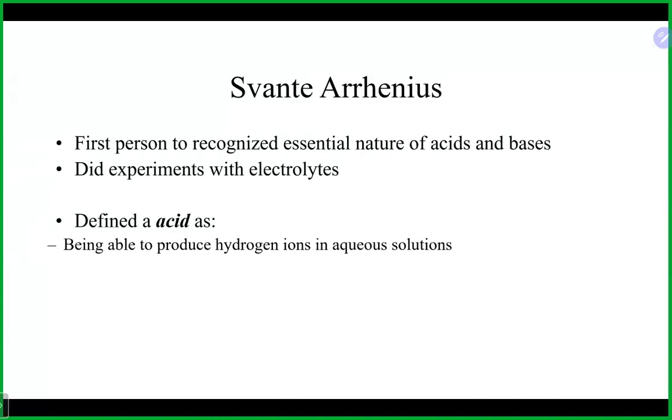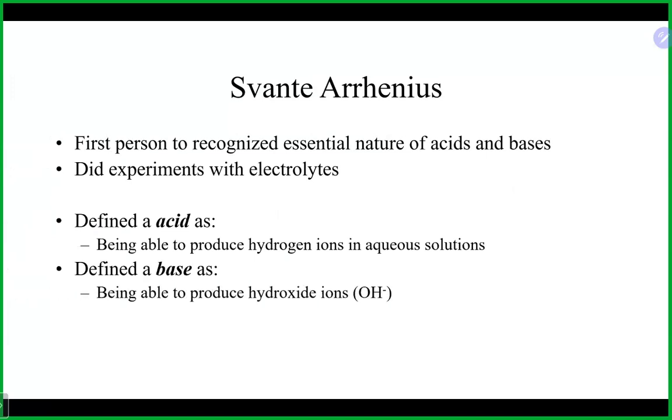An early definition of an acid and base was one by Arrhenius. He did a lot of work with electrolytes, and if you remember, electrolytes are solutions that break apart into ions in solution. He defined an acid as something that has the ability to produce hydrogen ions in solution. Hydrogen ions are H plus. Again, an acid has the ability to produce free floating H plus ions in solution, not really attached to anything, just floating around freely.